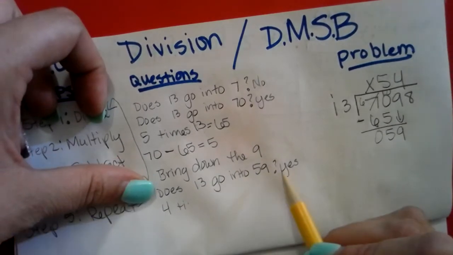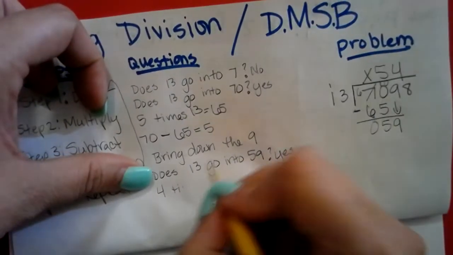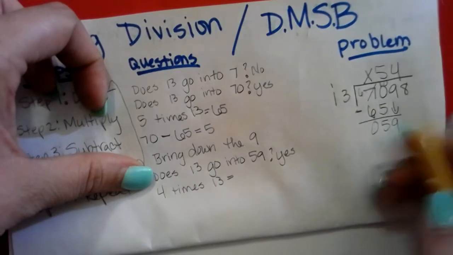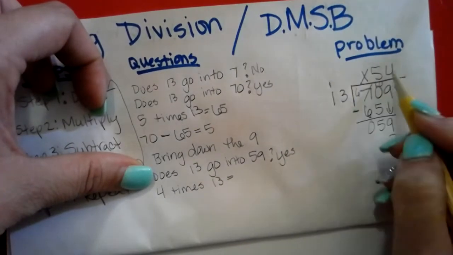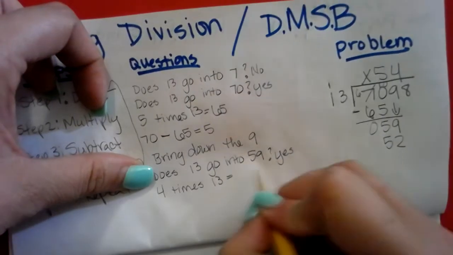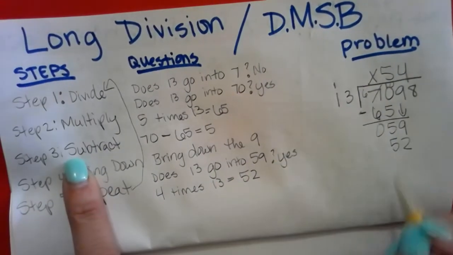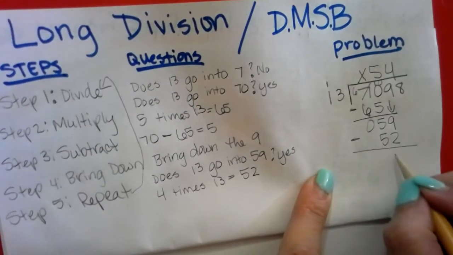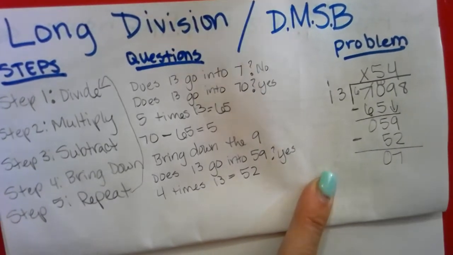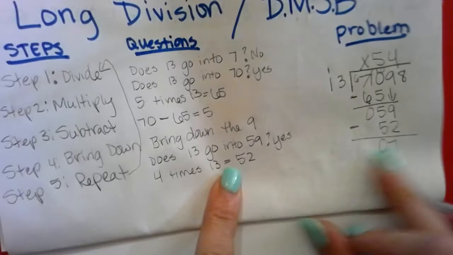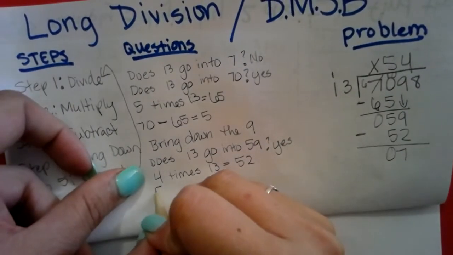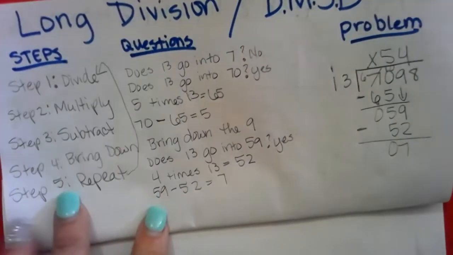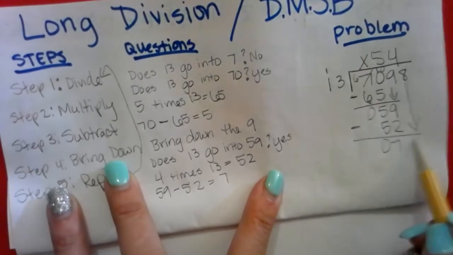Does 13 go into 59? Yes. And 4 times 13 equals, well, I don't know. 4 times 3 is 12. Carry the 1. 4 times 1 is 4 plus 1 is 5. So 52. Then I'm going to subtract 59. So 9 minus 2 is going to give me 7. And 5 minus 5 is 0. So I have 7. So 4 times 13 gives me 52. And then I'm going to subtract 59 minus the 52 equals the 7. Then I'm going to bring down the 8.